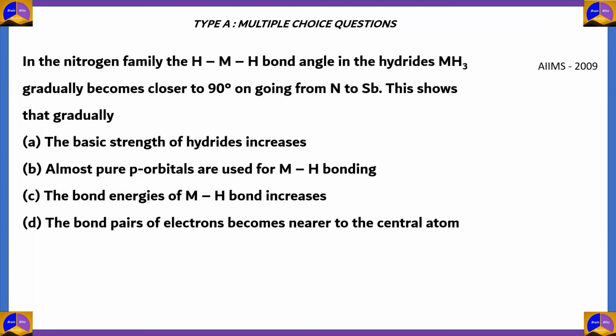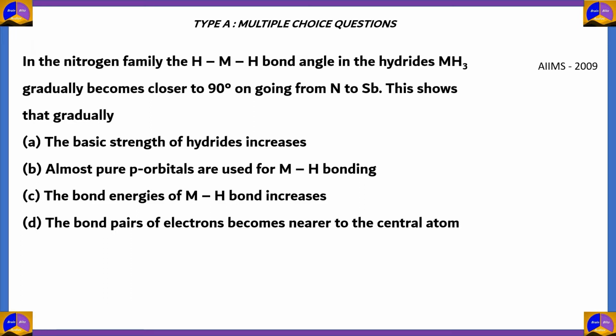Next question. In the nitrogen family, the hydrogen bond angle in the hydrides MH3 gradually becomes closer to 90 degrees on going from nitrogen to antimony. This shows that gradually A, the basic strength increases, B, almost pure p orbitals are used, C, the bond energy increases, D, the bond pairs of electrons become nearer to the central atom. Which of these is the right option?